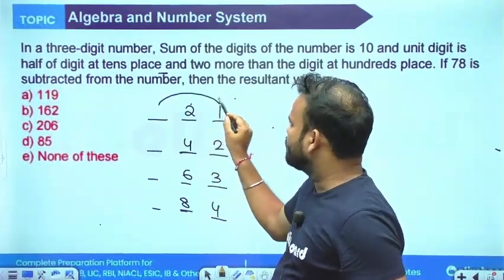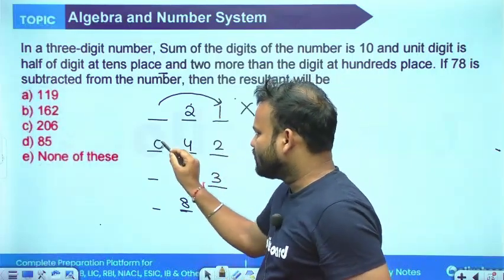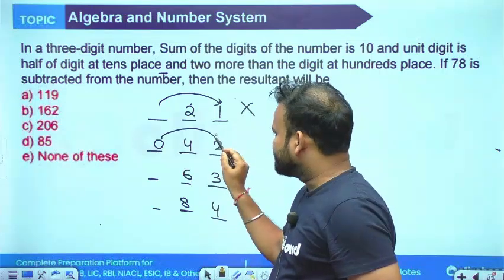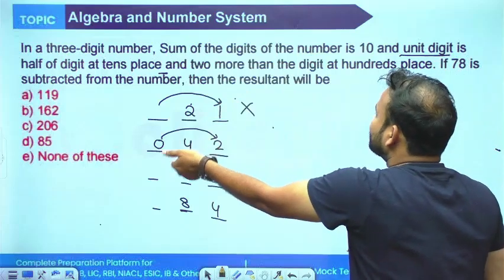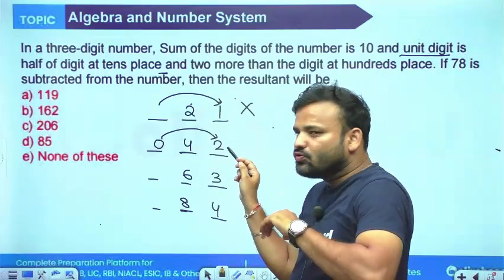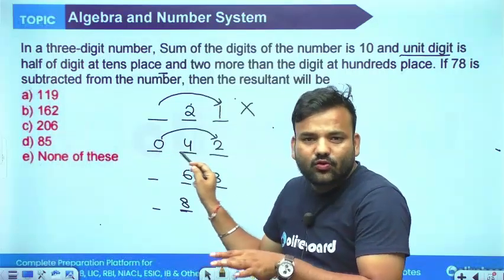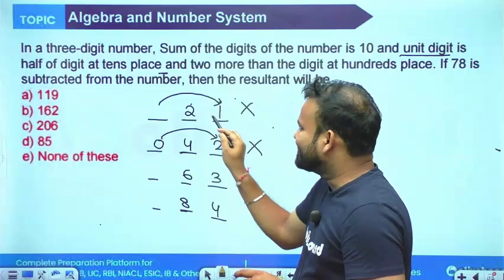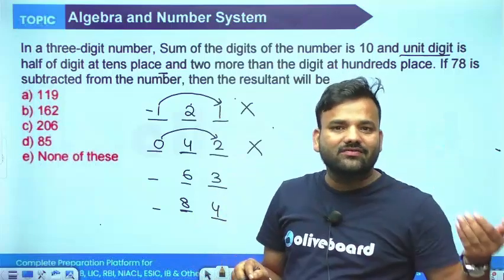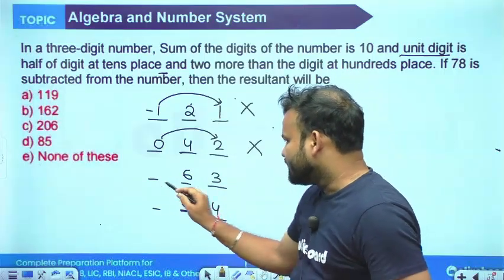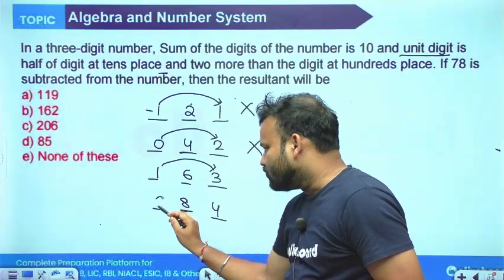So 1 is not 2 more than any number. So this is discarded. If this is 2, this can be 0. The unit digit is 2 more than the digit at the hundreds place. If this is 2, then this will be 2 less, so it has to be 0. And if it is 0, then it's not a 3-digit number. So this is also discarded. Why is this discarded? This has to be -1, because 1 is 2 more than -1. So this is discarded. This can be 1, and 2 more than this can be 2.